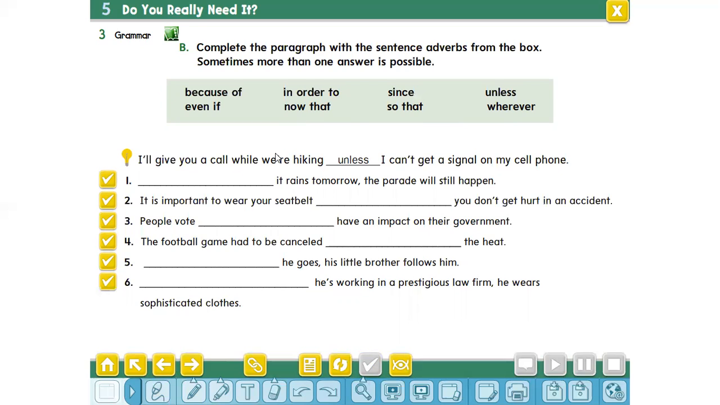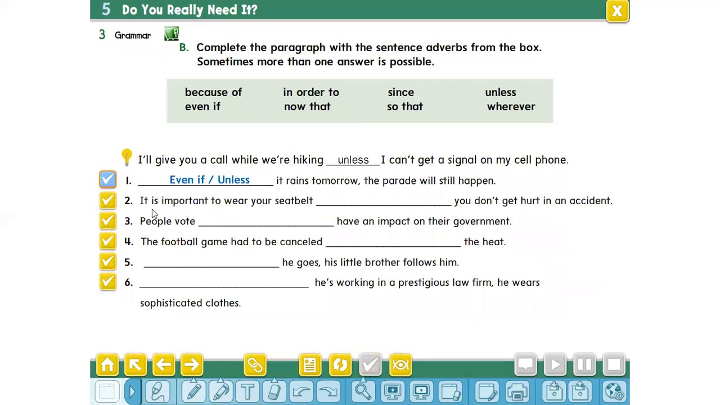Perfect, my dear students. Number 1, it rains tomorrow. The parade will still happen. Parade means show. Excellent. It expresses condition. It gives information about condition. So we will use even if or unless, which means if not.